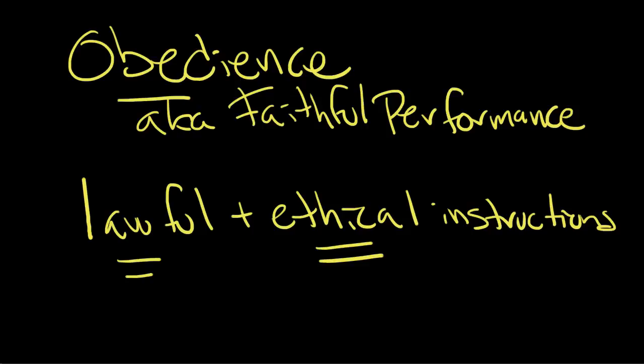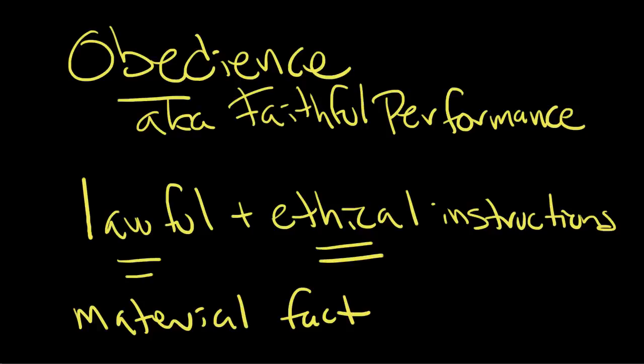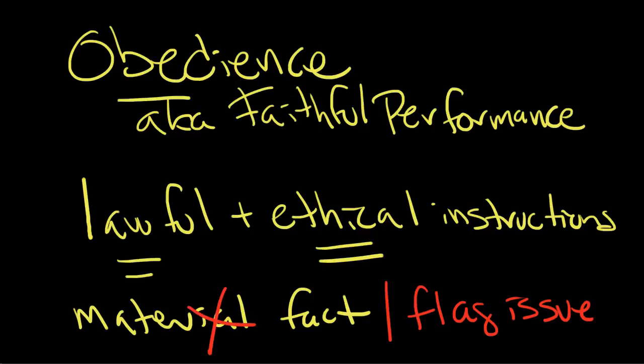What would one of those things be? Well, if they asked you to withhold a material fact, if they asked you to tell someone, hey, the roof doesn't leak when you know that it does, or if they asked you to hush up a red flag issue, you can't do that. You can't do those types of things. Those are perfect examples of the loophole in obedience: you have to follow lawful and ethical instructions up until the point that they're not lawful and ethical.